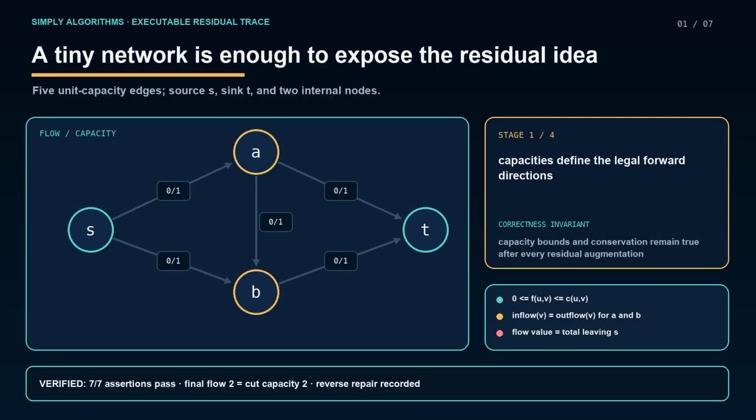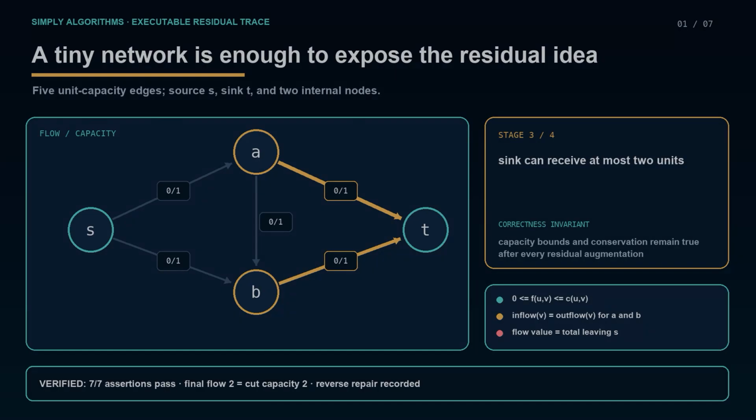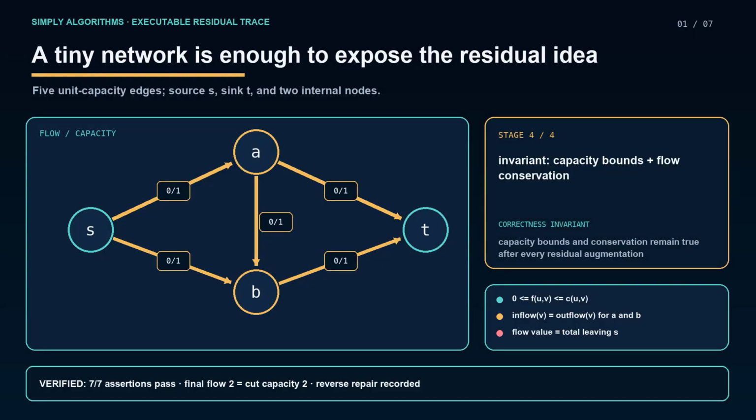This four-node network looks almost trivial, which makes it ideal for seeing the algorithm. Every edge has capacity 1. A feasible flow must stay between 0 and capacity, and each internal node must send out exactly what it receives. The source flow value is what we want to maximize.